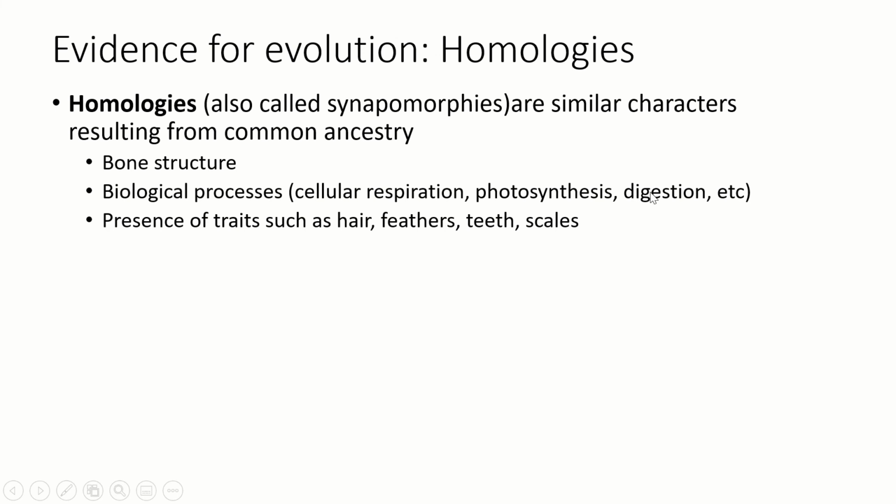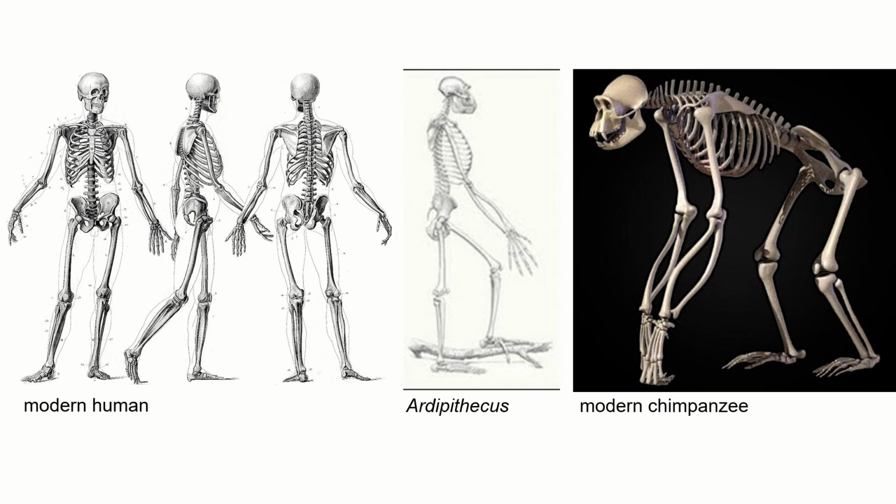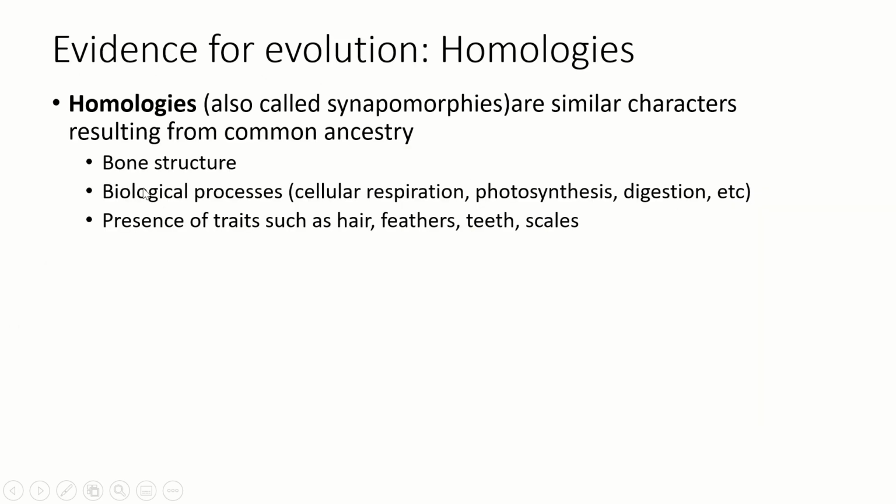Okay, so these common traits are called homologies or synapomorphies. I know that's a big word. I prefer homology. Synapomorphies or homologies are similar characteristics because they were found in a common ancestor. So the bone structure and the organization of the bones are all homologies shared between humans, Ardipithecus, and chimpanzees.